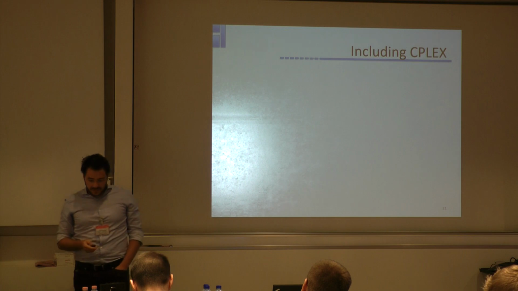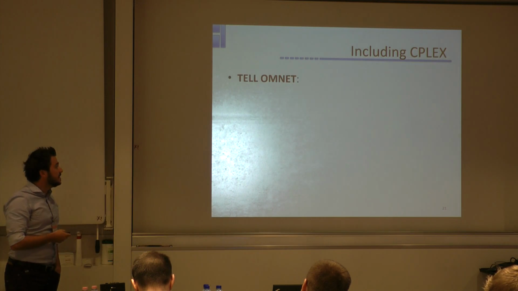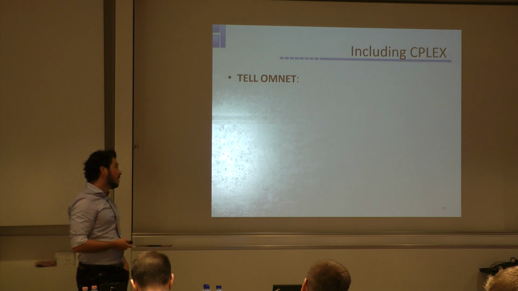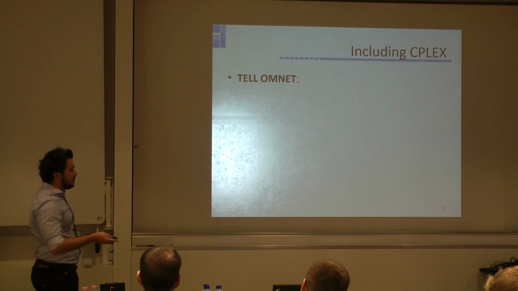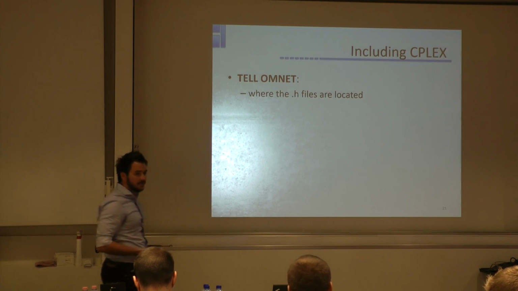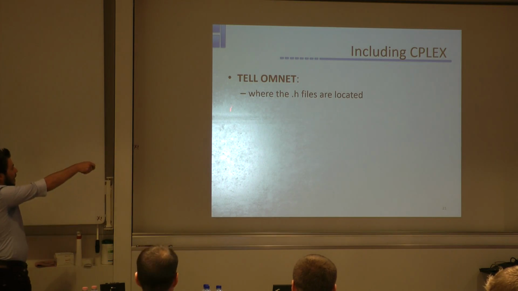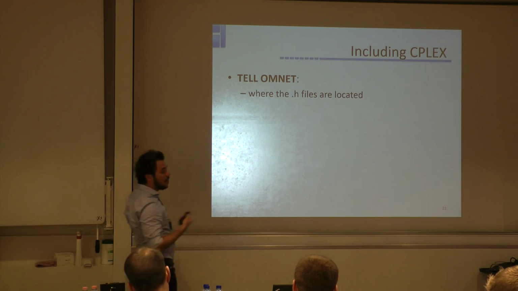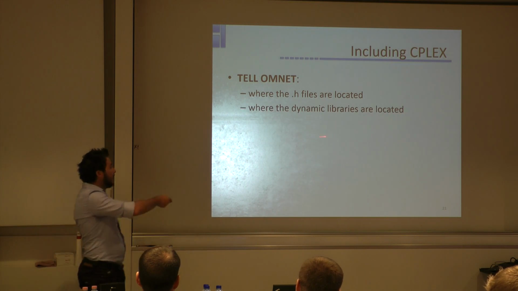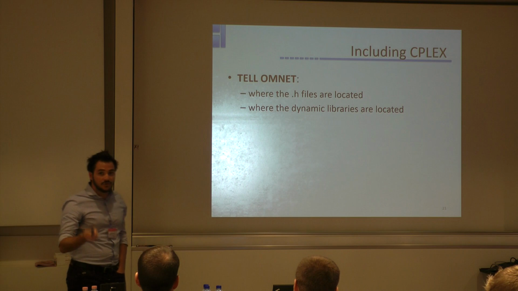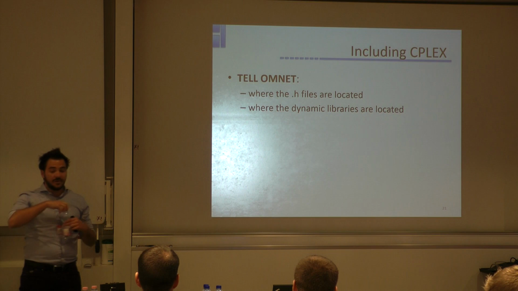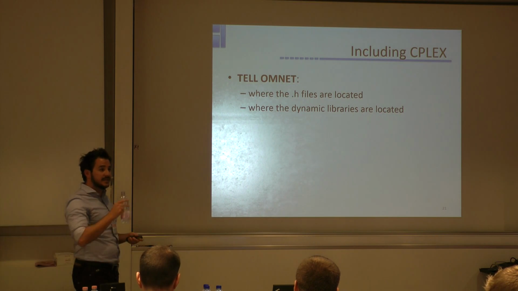So the first step is the trickiest, as it means convincing OMNeT to use Cplex as an API. At first it was very tricky, but afterwards not that much, once you find someone that has done that. The first thing we need to do is tell OMNeT where the header files are located. Then where the dynamic libraries that are used by Cplex are located, for example, dynamic libraries for creating the threads and stuff like that.